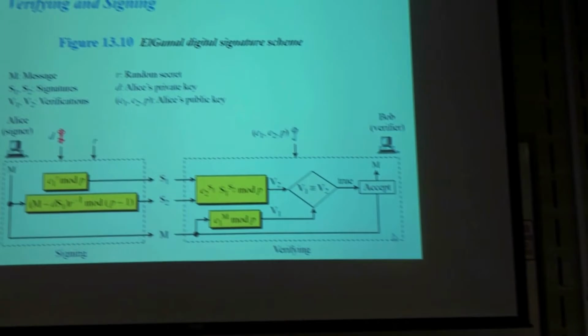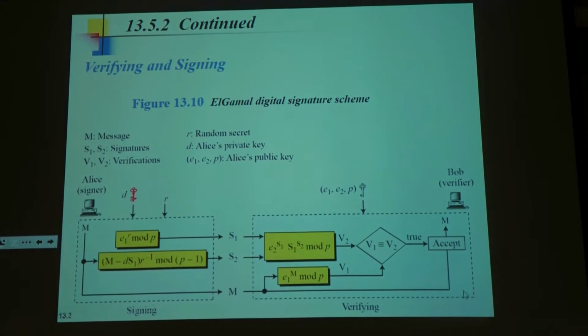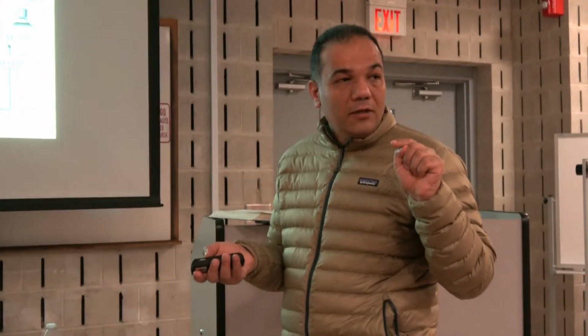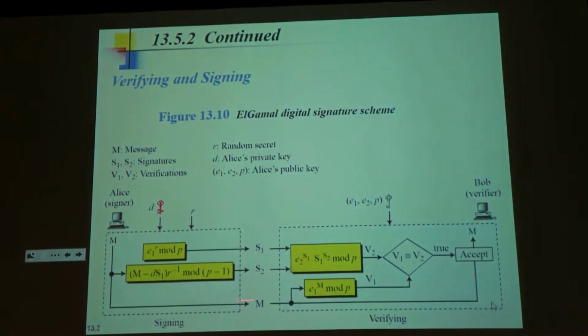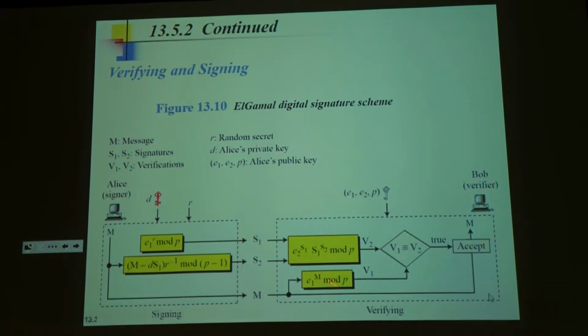Verifying and signing. So in here, the same thing. You have the message. Remember, in ElGamal, not one signature, not one value, two values, S1 and S2, right? The way you create S1, that's how it is. The way you create S2, that's how it is. And then the message, you send them, you verify it. If V1 equals V2, then it's true, accept. If not, reject.